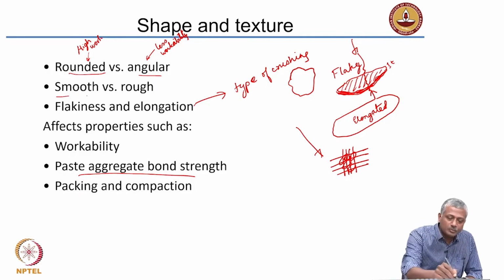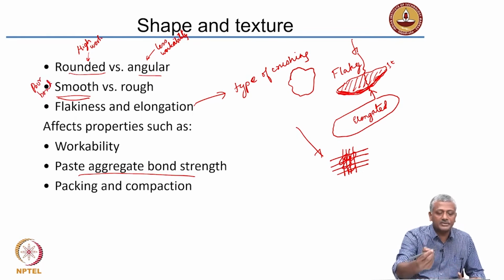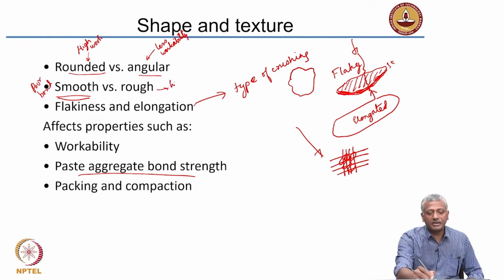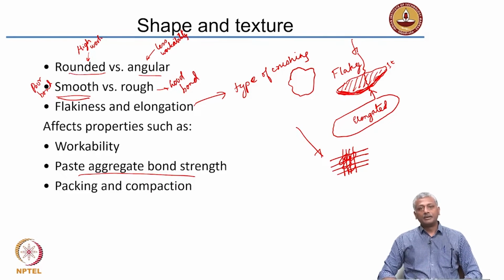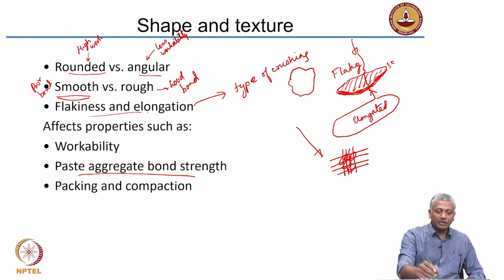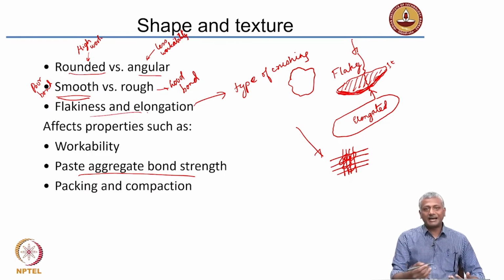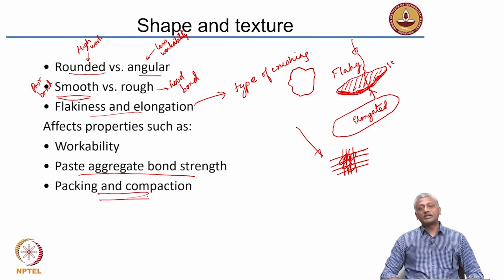So, generally a smooth aggregate will lead to a poor bond, right? You can clearly imagine that will be the case. A rough aggregate will be leading to a good bond. Okay. And as I said, when you have flaky and elongated material, it will also affect the strength and the ability to pass between reinforcement. Secondly, the packing and compaction will also get affected.